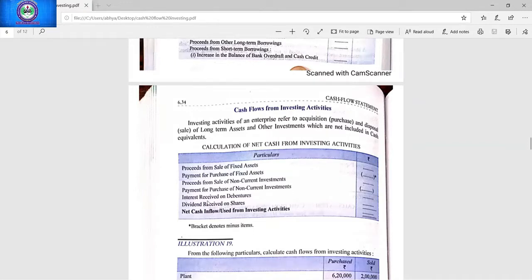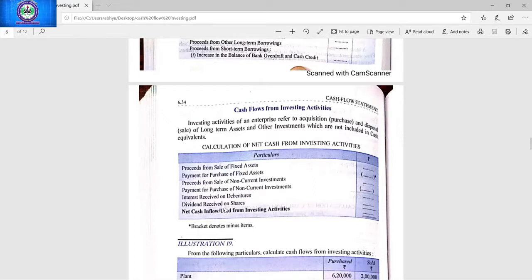Remember all those other incomes which we subtracted from operating activities in step 2. Dividend received, interest received, rent received. All these 3 we subtracted from operating. Why? Because these are investing activity. So these will be added here. Dividend received, interest received, and rent received. And remember, all these 3 items will be always given in adjustments.